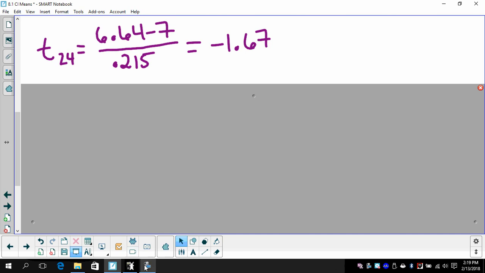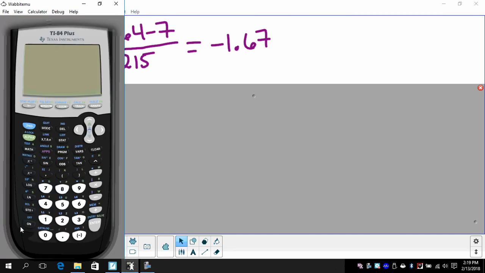So now in order to calculate a p-value, we have to do a one sample t-test. So if we do stat, tests, we're going to do number 2 here that says t-test. We're going to use the statistics we have. Our hypothesized mean is 7. Our sample mean 6.64. Sample standard deviation 1.075. That's all stuff we calculated last lesson. And our sample size was 25. I'm going to choose a less than because that's what my alternative is. So if I go down and I calculate, I get a p-value of 0.0535, so on and so forth.